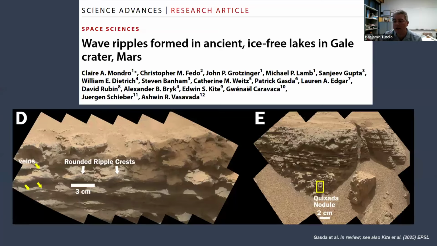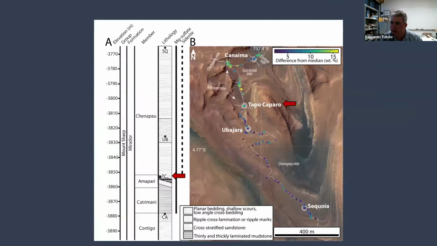So nonetheless, we were able to, as a team, get some information about these formations that form the marker band. And one important conclusion is that these wave ripples, you can see the ripple crests here in these photographs from Gale crater, formed in ancient ice-free lakes. So this must have been waves washing in and out on an ancient shoreline, meaning, of course, that at this time there was liquid water on Mars. So going up right above the marker band, again, we tried to drill the marker band several times with no success. We then drilled the Topo Caparo sample.